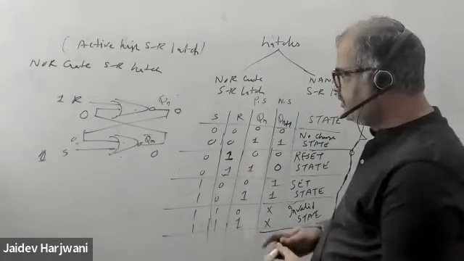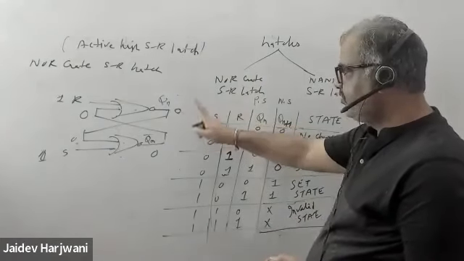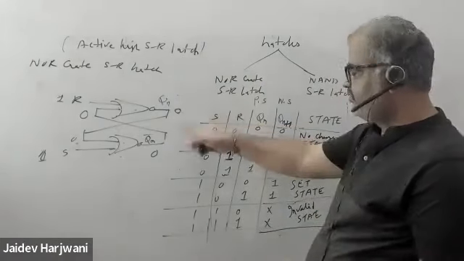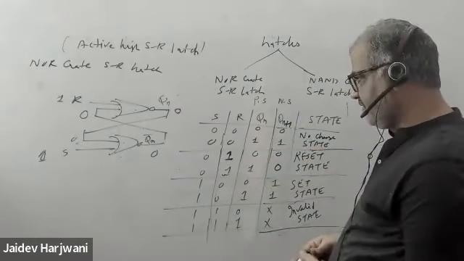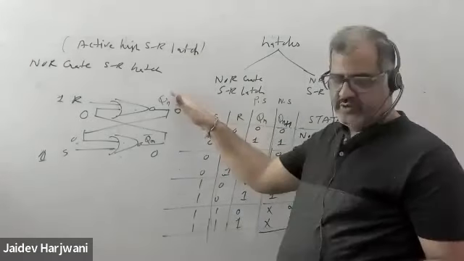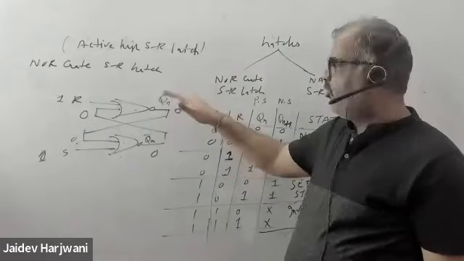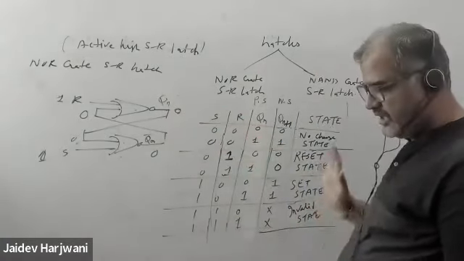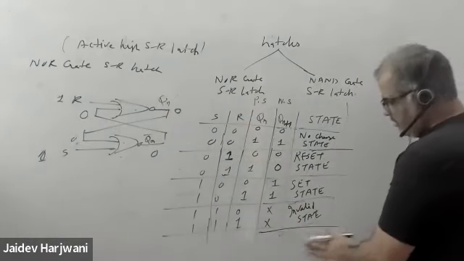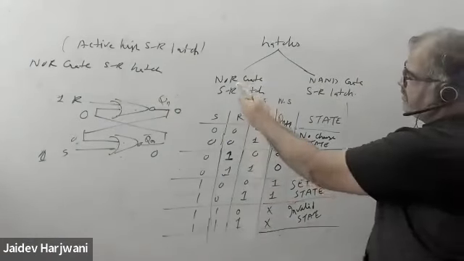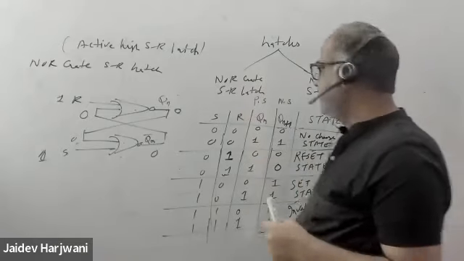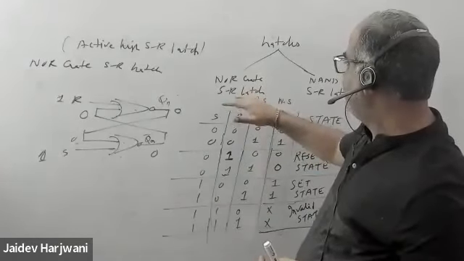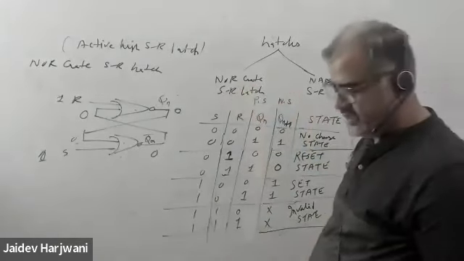So Q is equal to 0, reset state. Q is equal to 1, set state. If both become equal, that cannot happen, because one is Q, the other is Q bar. One is the output, the other is the input, so both cannot be the same. That is called your invalid state. That is your truth table for your NOR gate, NOR gate SR latch.